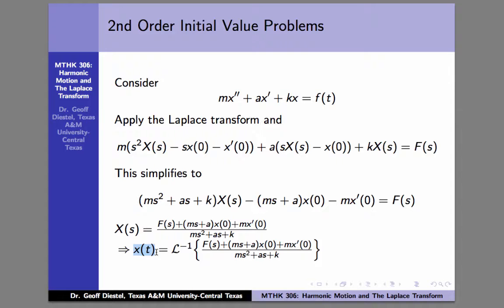So there's a formula. If you wanted to derive a formula for first order or third order or 500th order, you could do it in a similar manner using these formulas related to the Laplace transform, and you'd always be able to solve it for capital X of s, and then you just know that x of t is going to be the inverse Laplace transform of that.